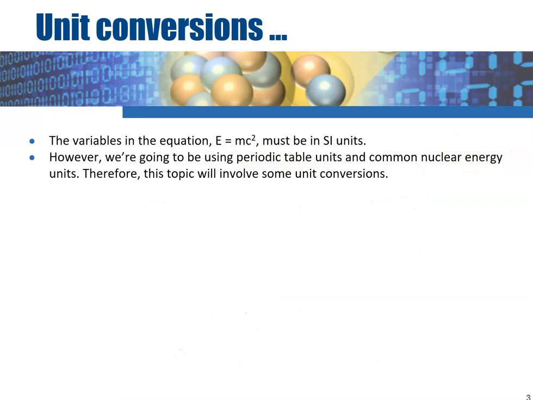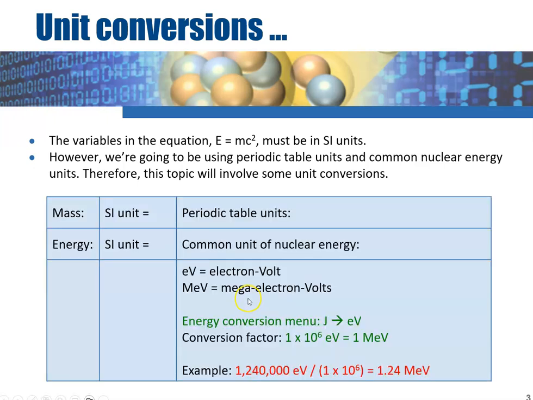So the variables in the equation E equals mc squared have to be in SI units. However, we are going to be getting some mass units from the periodic table and talking about some common units of nuclear energy. And therefore, this topic is going to involve some unit conversions. So let's talk through those first.